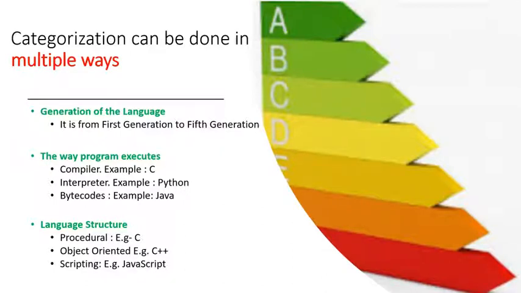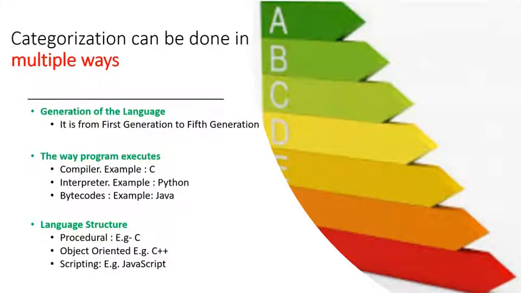And the next thing is the way the program is executed. It is compiler based, interpreter based, or bytecode based. What is a compiler? When a program is written, the program is converted into a form the machine understands. When the entire program is considered in a single shot, it's a compiler. The interpreter tries to convert the programming instructions line by line whenever we write, and the bytecode is in between. It's a combination of compiler and interpreter.